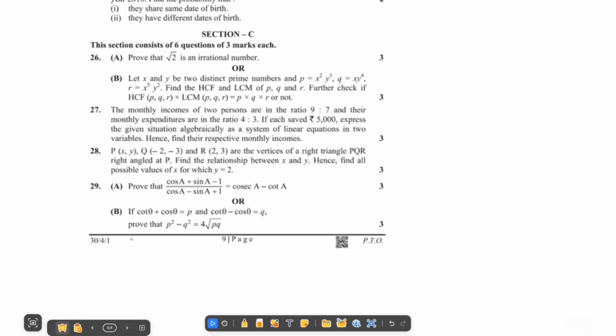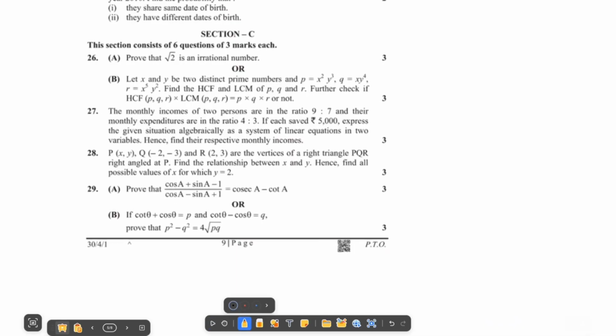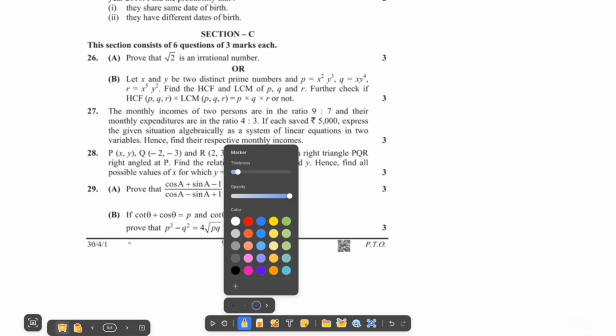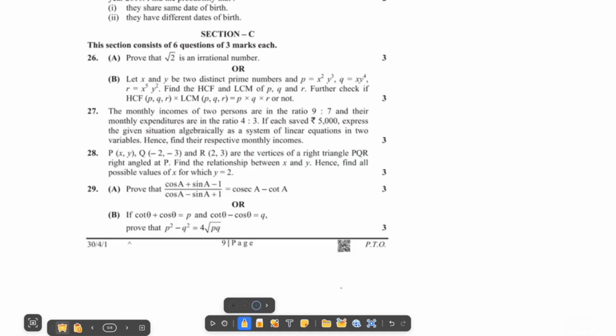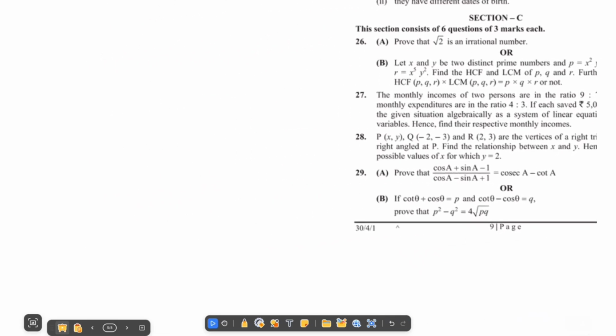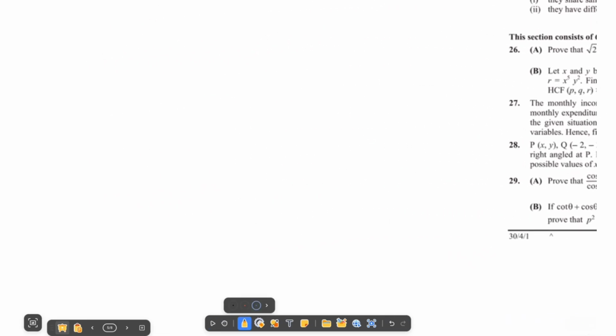So what is the first problem in section C? Prove that root 2 is irrational number. So we have to prove that root 2 is irrational number, and it is a very important question from the exam point of view also. Let's prove this. First of all, we will have to assume that root 2 is a rational number, right? So let us assume that.